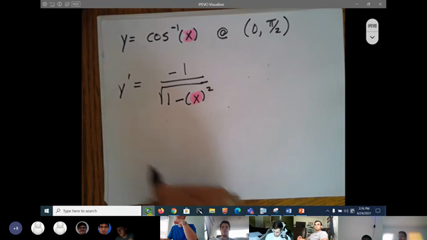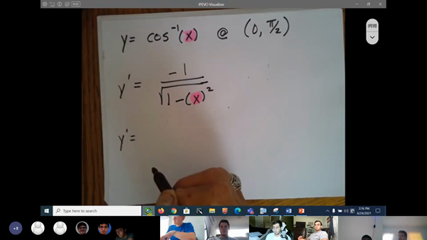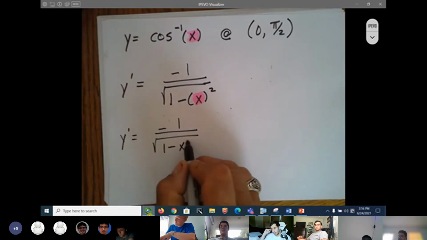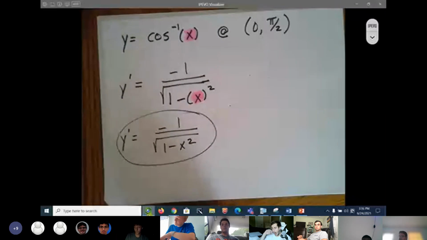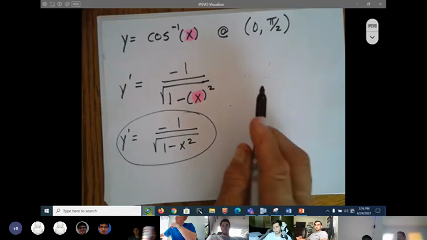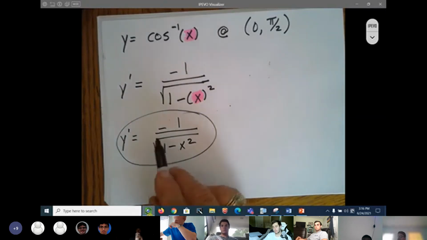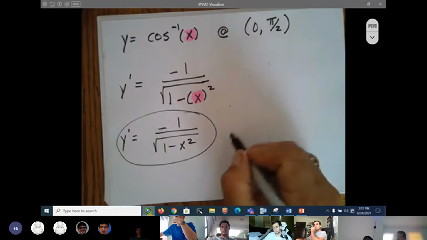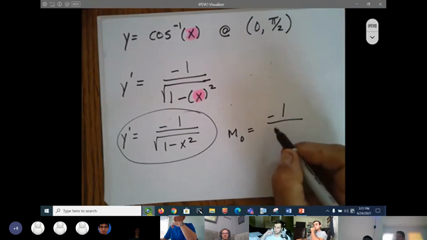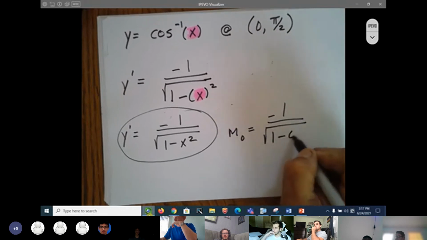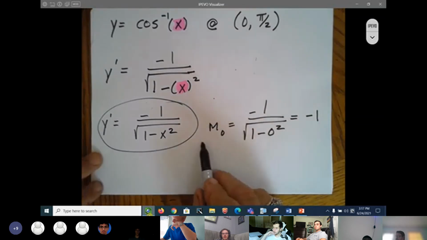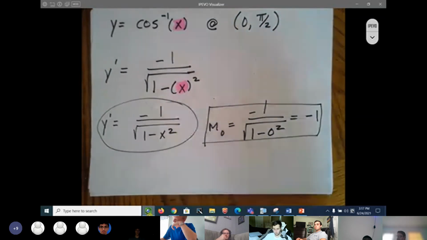And that's pretty much it. y prime is equal to -1 over the square root of 1 minus x squared. Now they may ask you to plug in that 0. This is the slope. So the slope at 0 is equal to -1 over the square root of 1 minus 0 squared, which is equal to -1. So my slope is equal to -1.